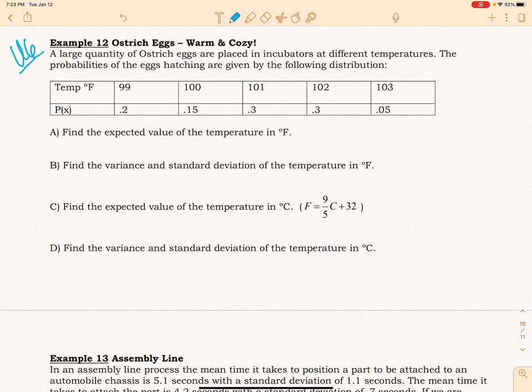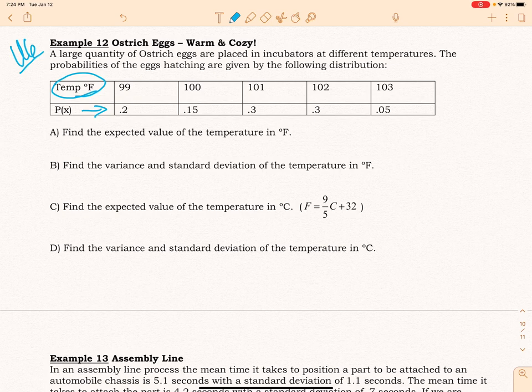So we have a large quantity of ostrich eggs that are placed in incubators at different temperatures. The probabilities of the eggs hatching are given by the following distribution. So, of course, I give you the distribution here, and I give you various temperatures at which the eggs would hatch. And then in the other row here, I have the probabilities of eggs hatching at those particular temperatures.